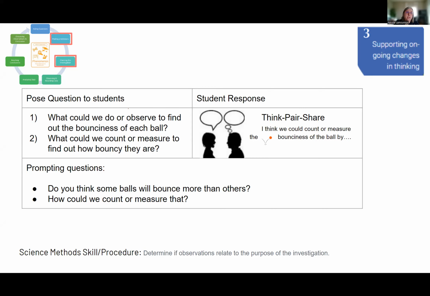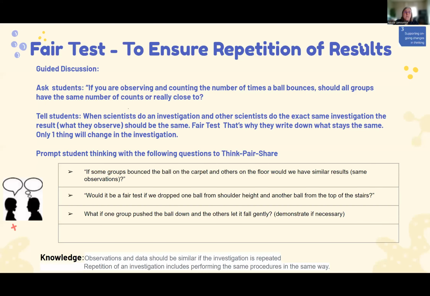I do sometimes put pictures up, especially in primary, and you can do some prompting questions as you circulate to listen to them. Do you think some balls will bounce more than others? How could we count or measure that? Okay, so it's getting them to think, getting them to process. Now, in the knowledge statement, in the scientific methods, it talks about how the repetition of an investigation includes performing the same procedures in the same way.